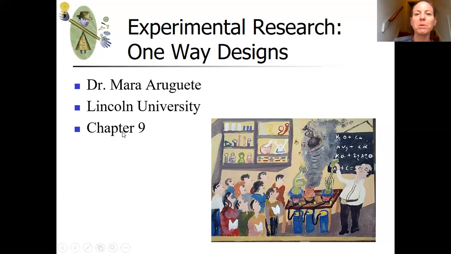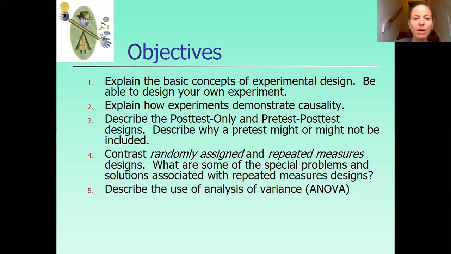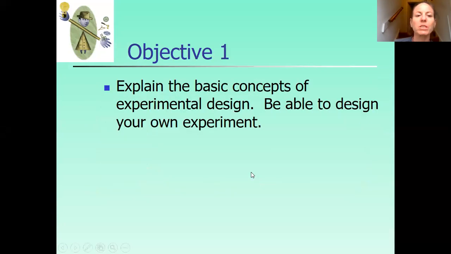We're going to be talking about experimental research, one-way design. So here we go. Our objectives, I'm just going to go over one objective at a time. We're going to start with the first objective, which is to explain the basic concepts of experimental design and be able to design your own experiment.